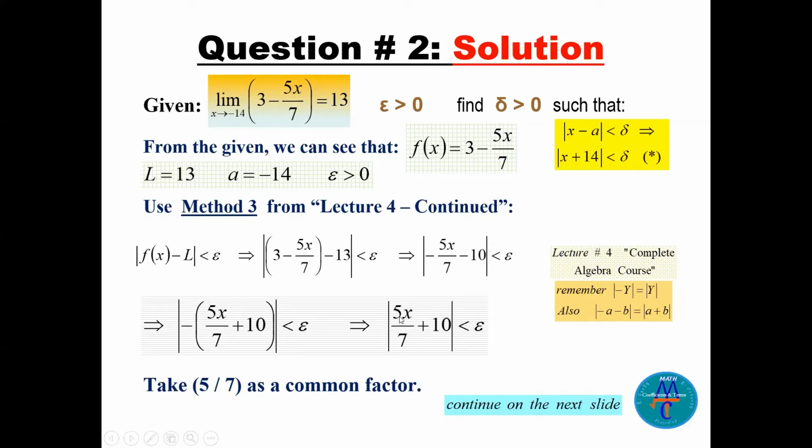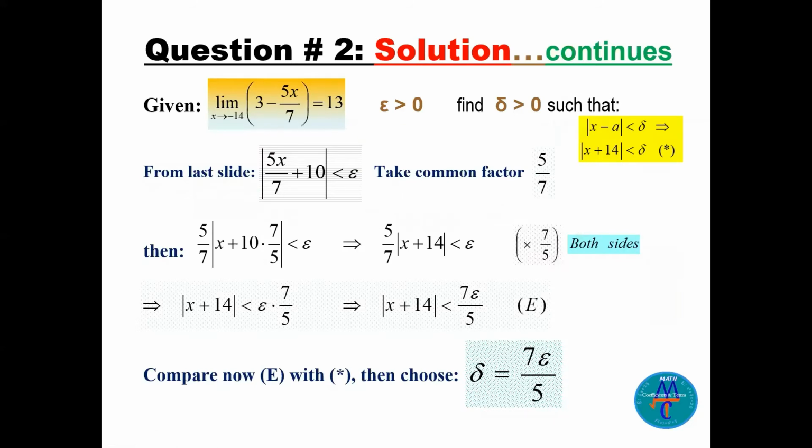Now we need to take 5/7 as a common factor. Why? Because we need to get a similar inequality here like star. We need to get the absolute value of x plus 14 less than some number. We call it delta. So let's continue here on the next slide.